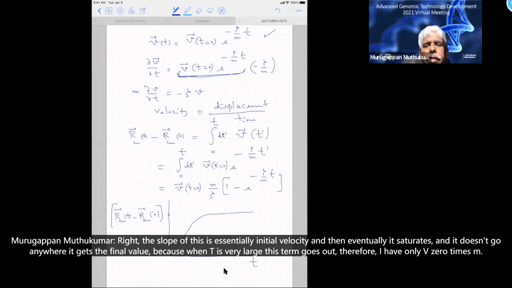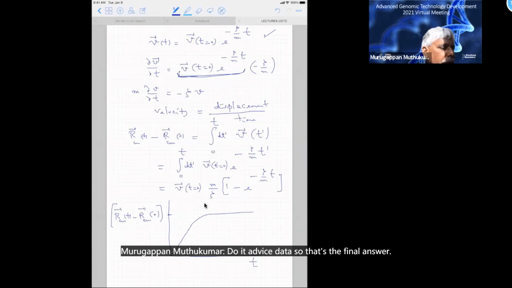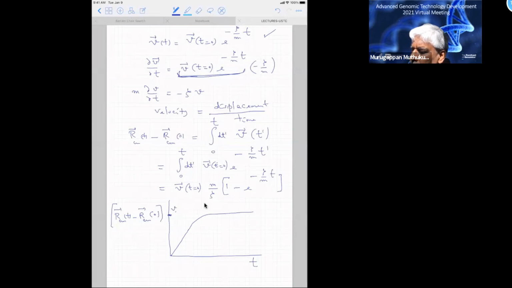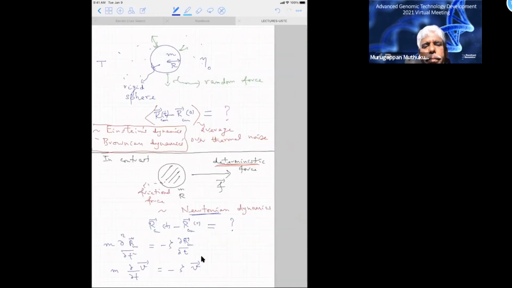It gets to a final value because when t is very large, this term goes out. Therefore, I have only v0 times m divided by zeta. So that's the final answer: v0 m over zeta. So that is the place where it stops, basically the displacement. First, for short times, it keeps going because I had an initial velocity. That's why the particle is moving. Therefore, it's a straight line.